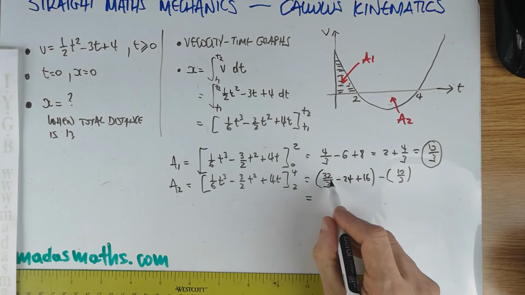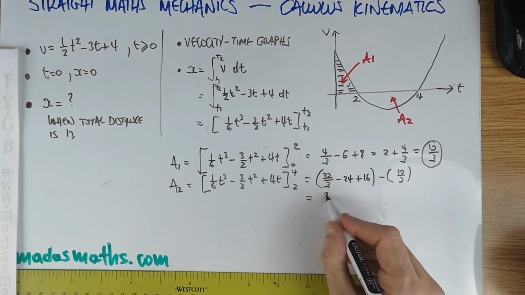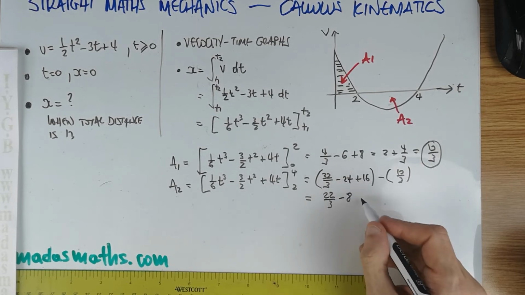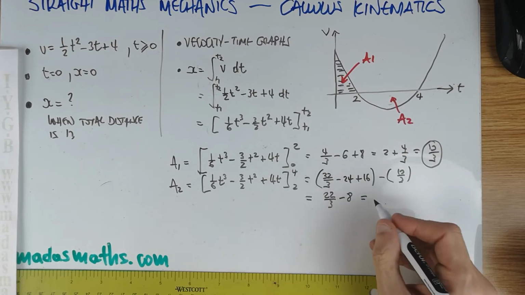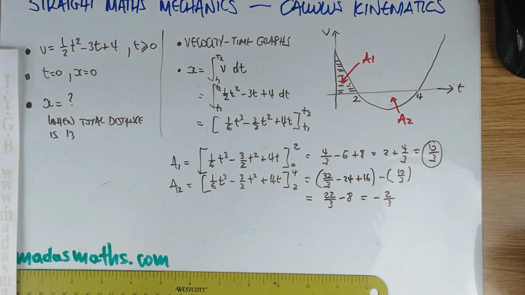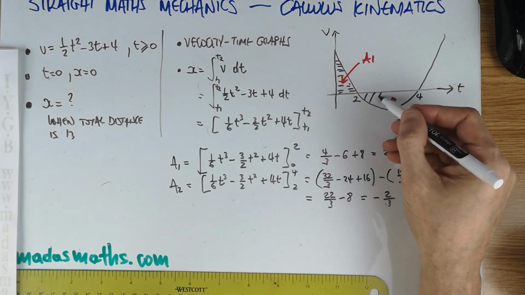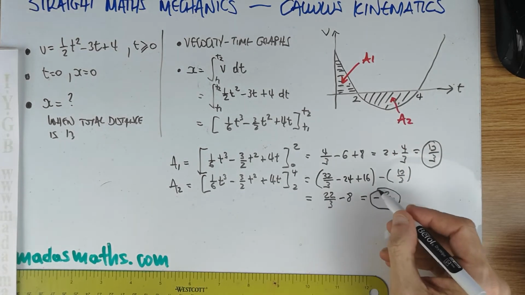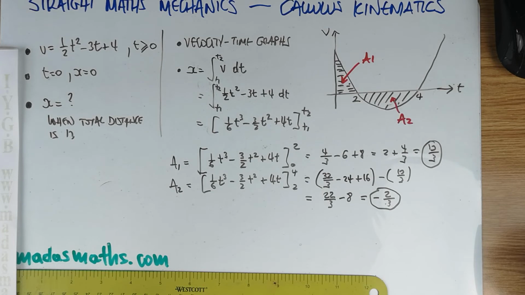32/3, take away 10/3 is 22/3. And this is a minus 8. 22 minus 24, I'm making that minus 2/3. So this bit here, as expected, it's going to be negative. And it's going to be, of course, below the x-axis.